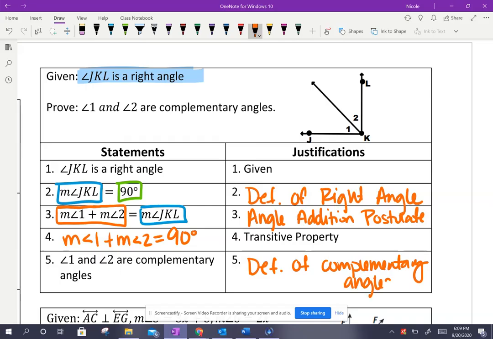This example had 2 pieces on it, but I just wanted to go ahead and talk about right angles. So remember that definition of right angle. If I am told it's a right angle, or if I saw something like the box on the angle, I can use the definition of right angle to say that that angle has a measure of 90 degrees.